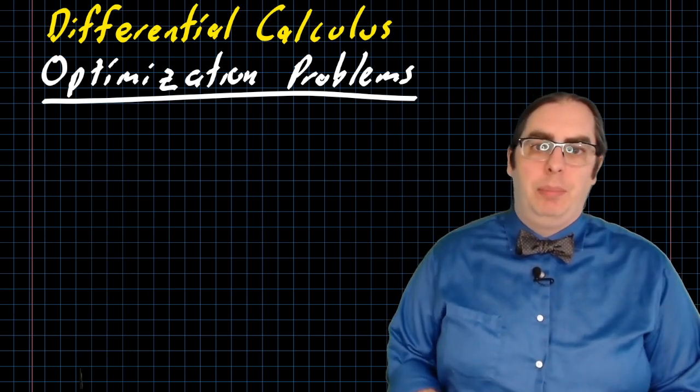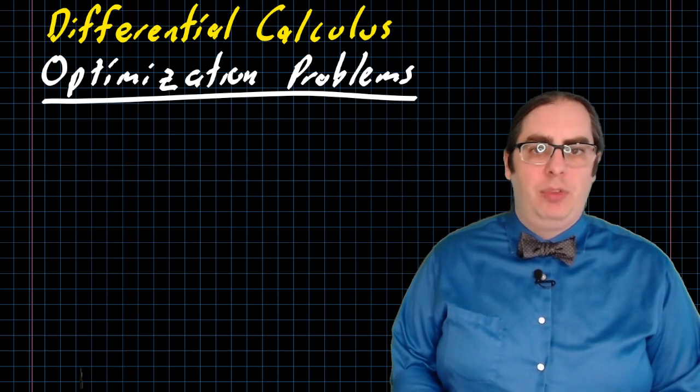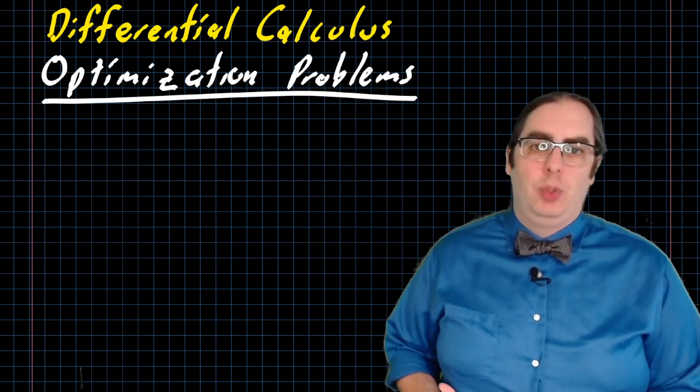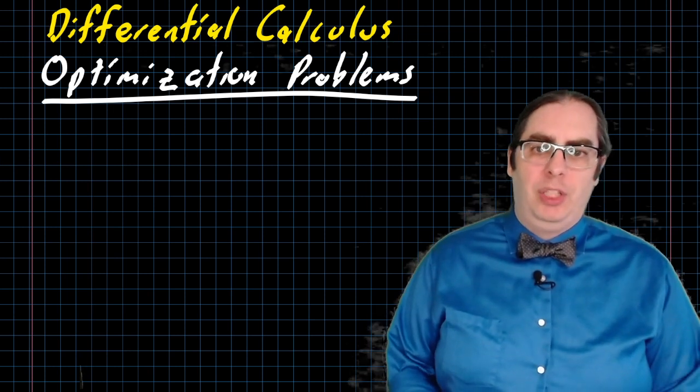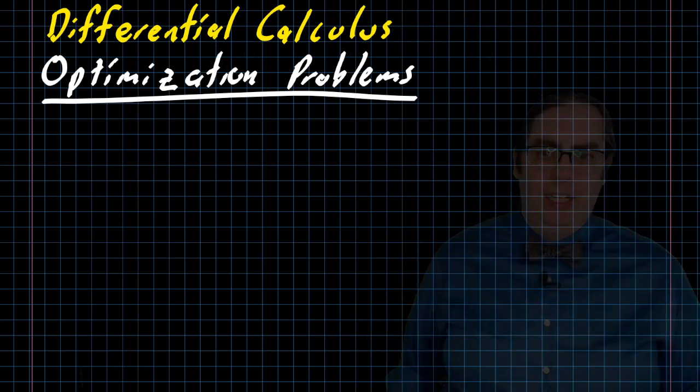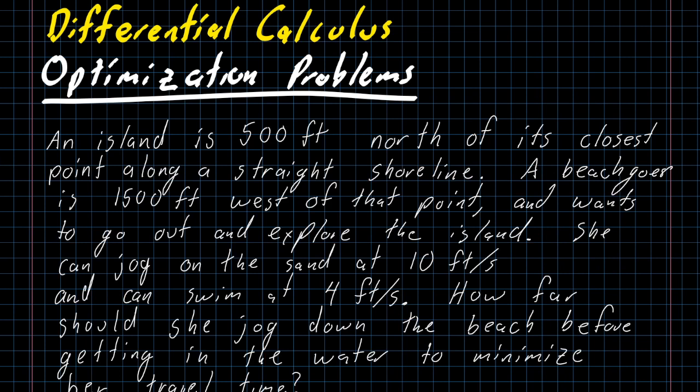Another classic example of optimization problems involves looking at situations where rates are different in two separate types of situations. That's what I want to look at here. So if I get my head out of the way, I can put up this giant wall of text.